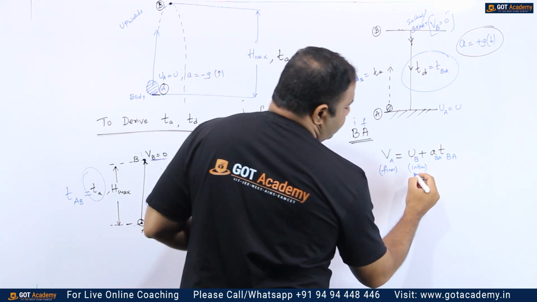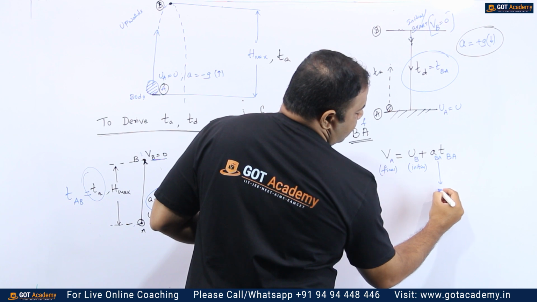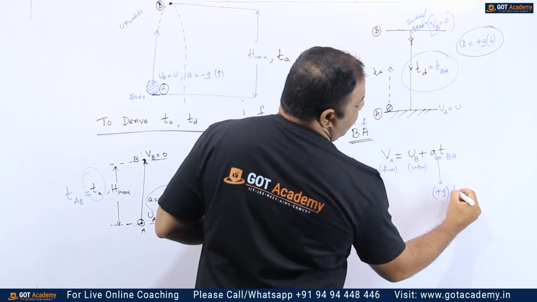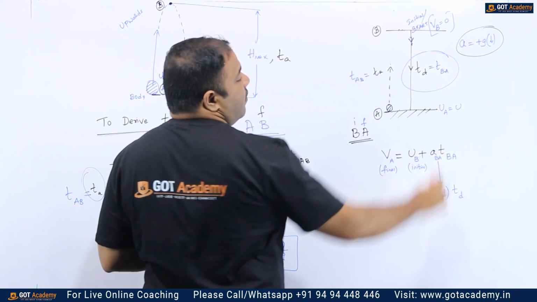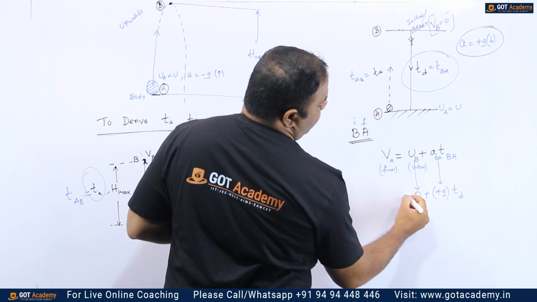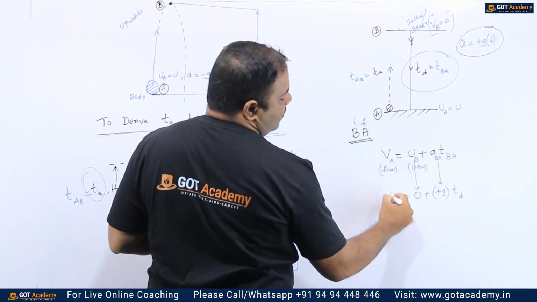Okay, so let me write here. This is plus g. Mention the time from B to A as the time of descent. The velocity at this point B is 0, and the velocity at point A is u.